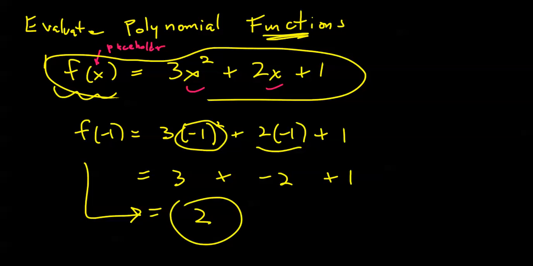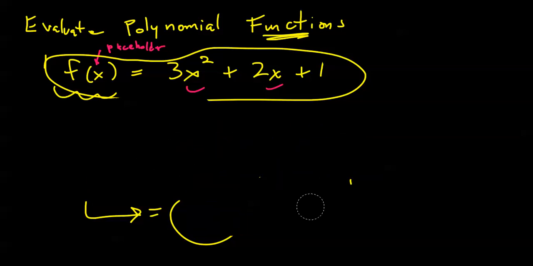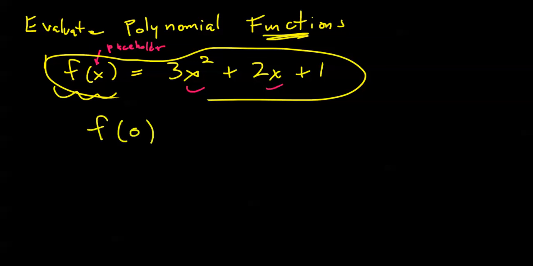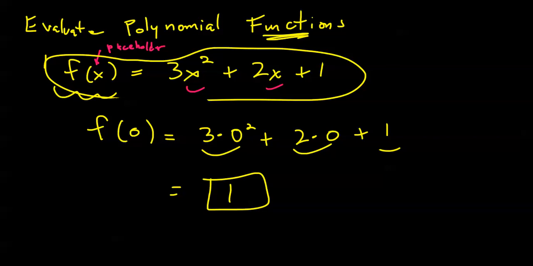Again, same function. Let me substitute another value in for x. f of 0. Polynomial functions are usually easy to evaluate at x equals 0. Everything goes to 0 except for the constant term, so f of 0 is positive 1.